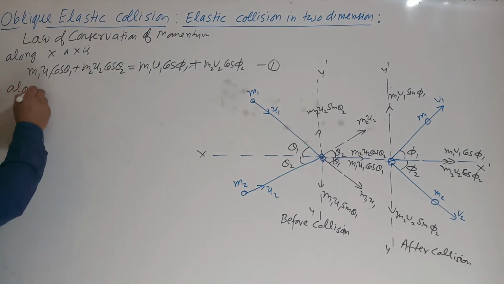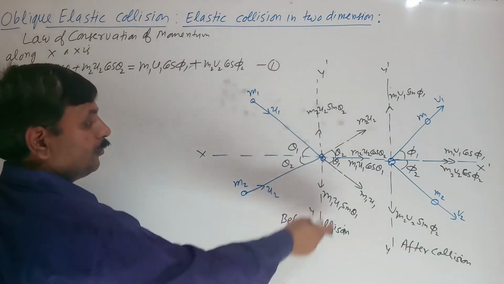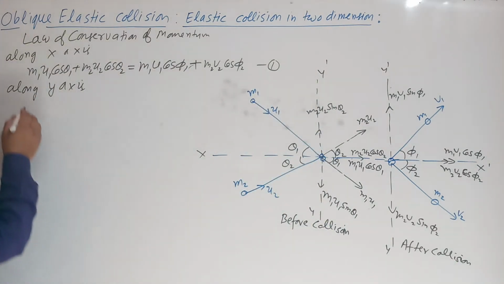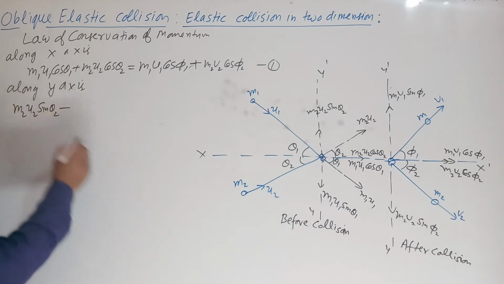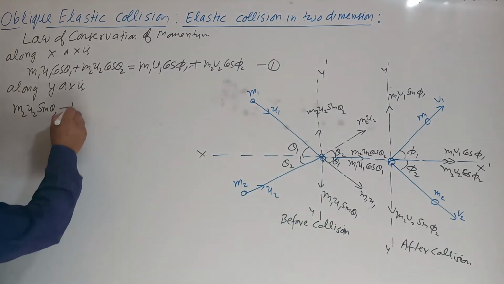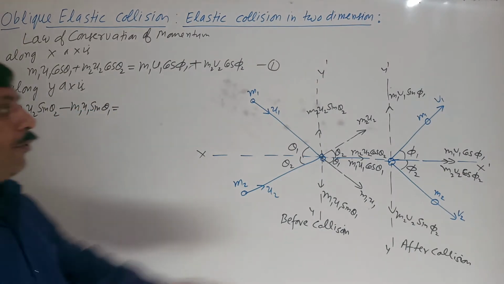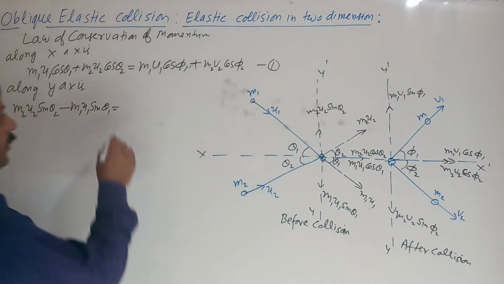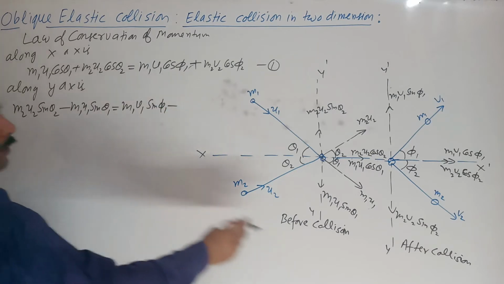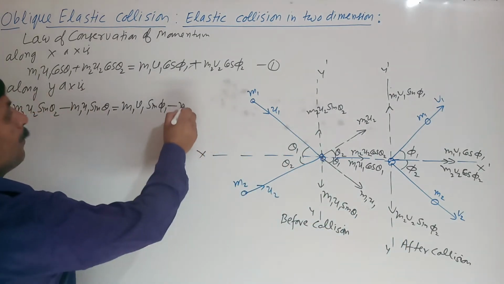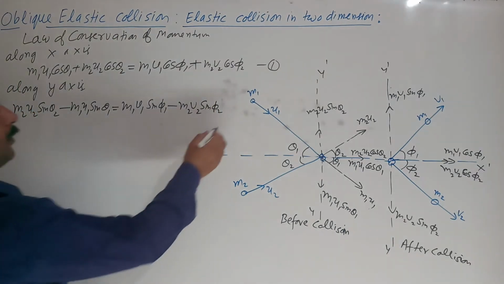Along the y-axis, what will be the momentum? This one is positive and this one we have taken in the negative direction. So m2 u2 sin theta 2 minus m1 u1 sin theta 1 is equal to m1 v1 after collision sin phi 1 minus m2 v2 sin phi 2. So this will be the second equation.